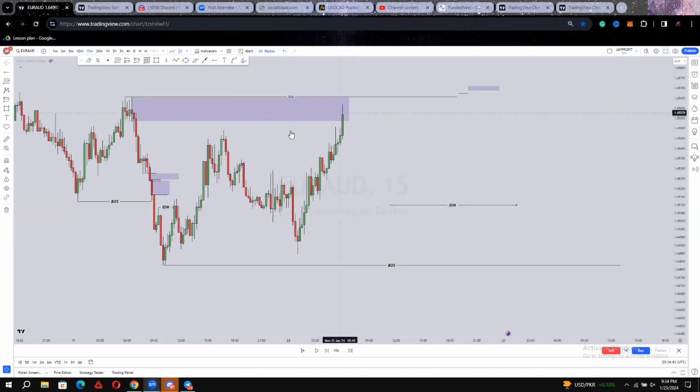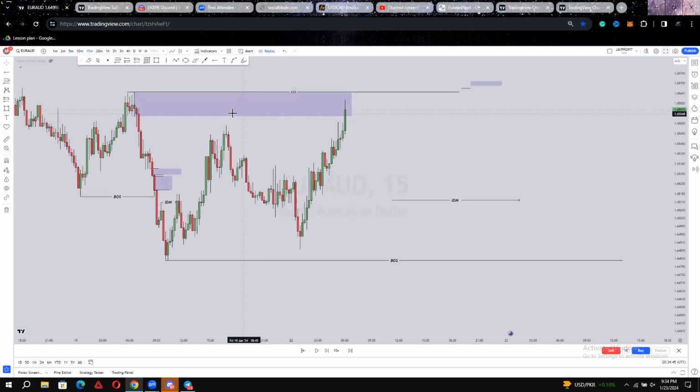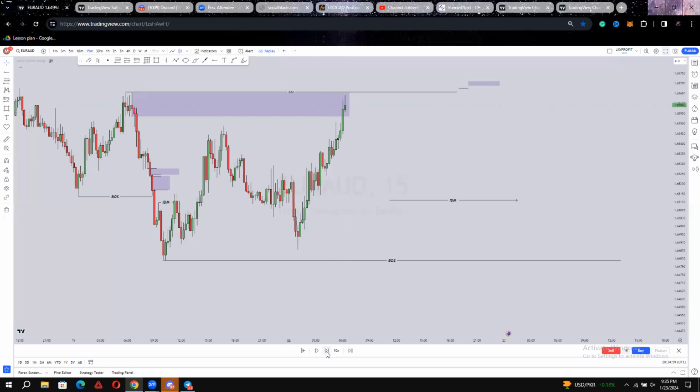So basically, right now, I was waiting for this area here for me to get back to entry for a sell, right? And I'm targeting this low. So I was waiting for a single candle OB since that's the entry model that I use. So let's see what price does.